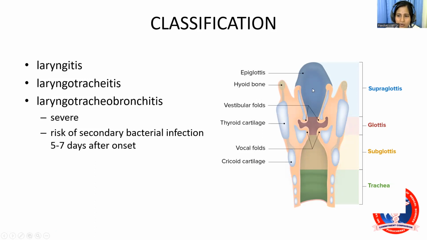So if there is any infection above the vocal cord, then you say it is supraglottitis. What are the supraglottic structures? They are the epiglottis and hyoid bone. Any infection of the epiglottis will cause acute epiglottitis, which is mostly caused by bacterial infection. Any infection of the vocal cord will cause glottitis, leading to hoarseness of voice. Below the vocal cord there is the cricoid cartilage and trachea. Infection of this will lead to acute laryngotracheitis, and if the infection spreads below to the trachea and bronchi, then you will say it is laryngotracheobronchitis. So according to this, you can classify croup as laryngitis, laryngotracheitis, and laryngotracheobronchitis. The laryngotracheobronchitis is always severe because of the risk of secondary bacterial infection.